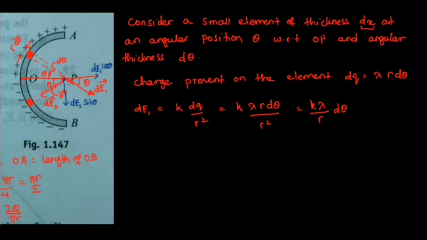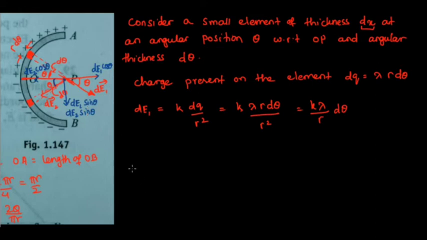Similarly, let us resolve the dE2 vector. If you resolve the dE2 vector, this angle I have taken as theta, then you will get dE2 cos theta towards left and dE2 sin theta in the vertically downward direction. Is that clear? Now you can see that the magnitudes of dE1 and dE2 are equal.